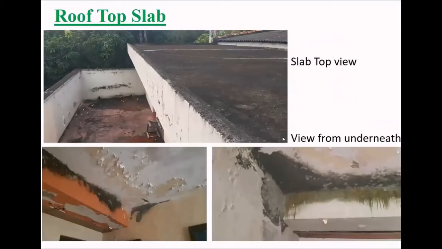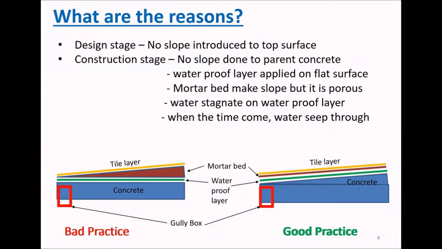Yeah, this is, you can see this rooftop slab. This is rendered with cement mortar, and this is the top view. You can see there is no water stagnating on top. But if you go underneath of this building, you can see this kind of water patches and the water leakage, right? A lot of things happen, ugly looking, fungus, right? So what are the reasons for this, right?